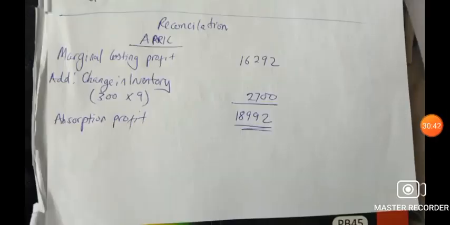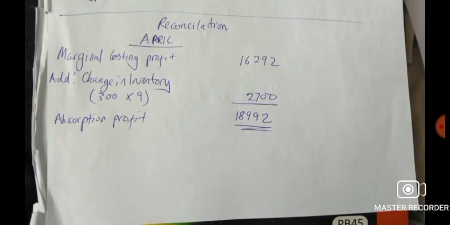So this is what I was trying to explain. Month of April reconciliation. Whatever profit you start with, here I start with the marginal profits. The change in inventory should be added. The change in inventory is 2,700. You add on, and it gives you the profit that you found under absorption.